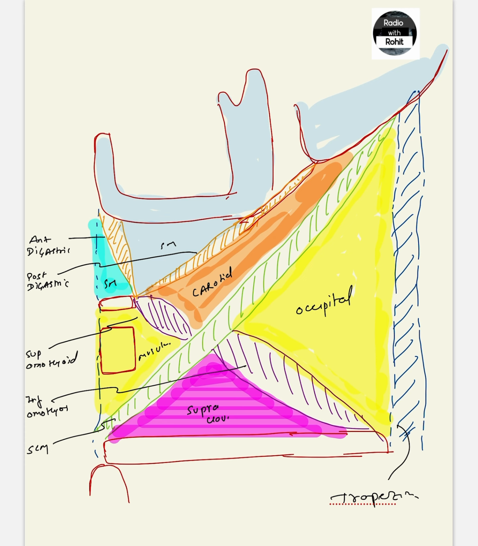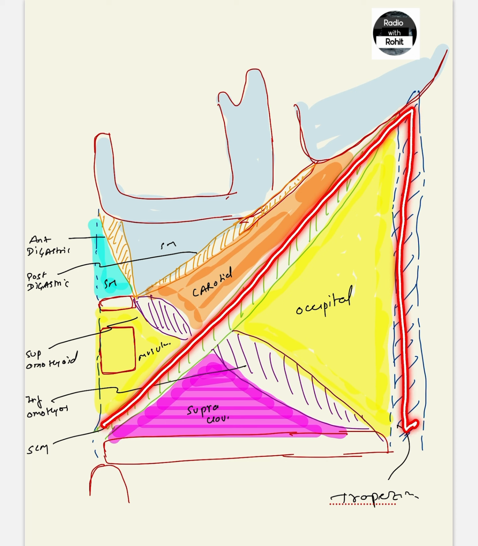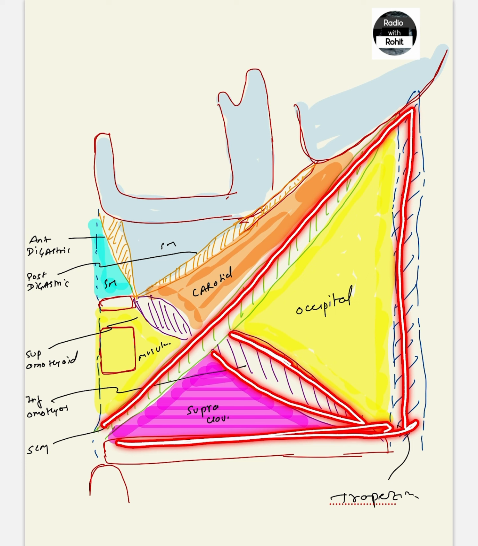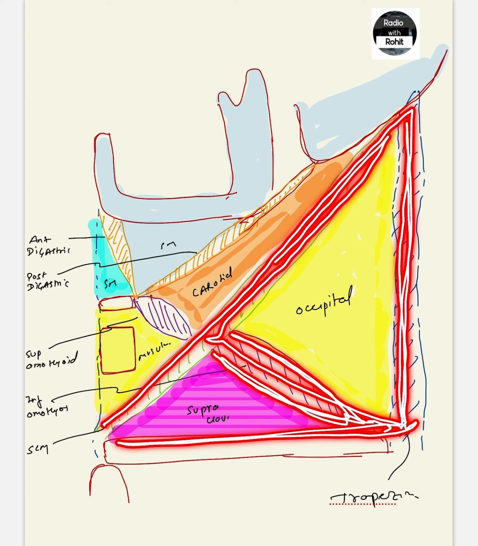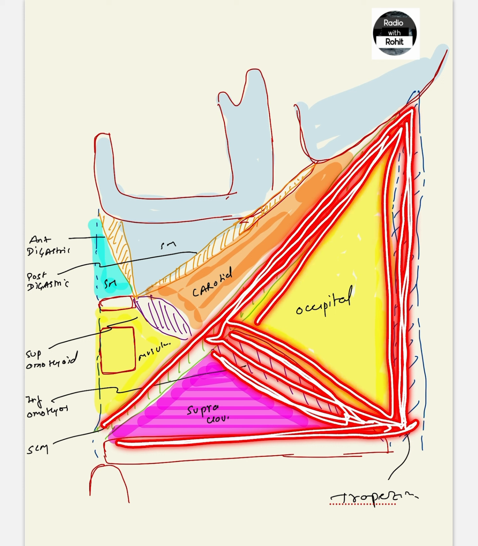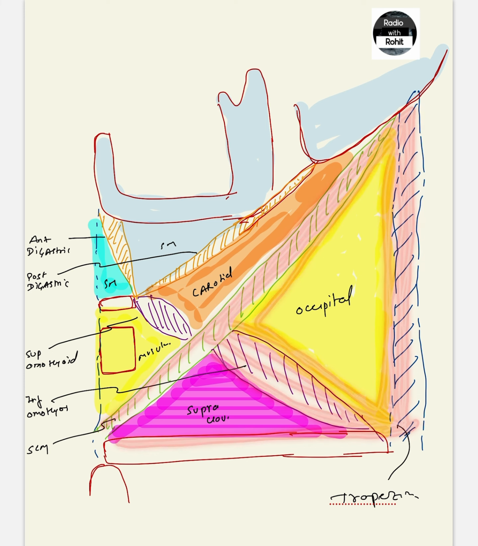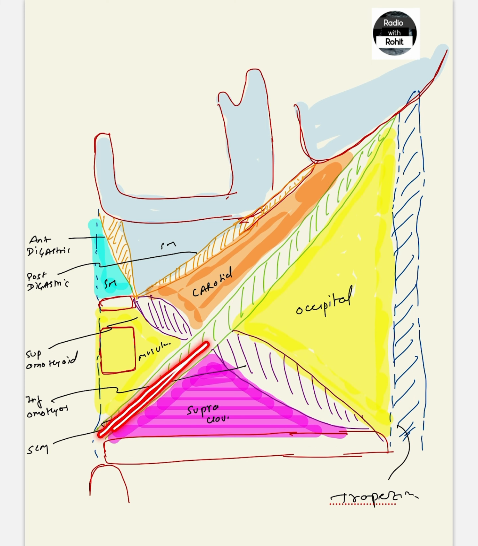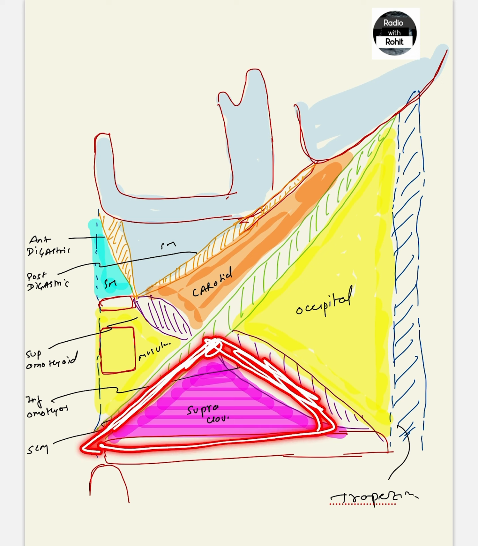Now we will discuss the posterior triangle of the neck. The posterior triangle is lined anteriorly by the sternocleidomastoid, posteriorly by the trapezius muscle, and inferiorly by the clavicle. The inferior belly of the omohyoid divides this posterior triangle into two parts. The superior one is outlined by the trapezius muscle, the inferior belly of the omohyoid, and the superior or middle part of the sternocleidomastoid. This triangle is called the occipital triangle. Another space is outlined by the inferior part of the sternocleidomastoid, the inferior belly of the omohyoid, and the clavicle. This is the supraclavicular triangle.